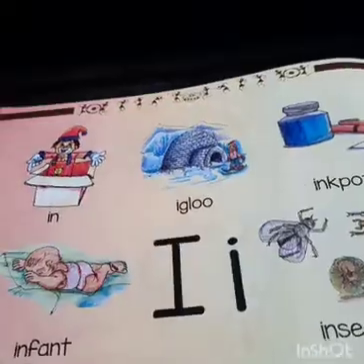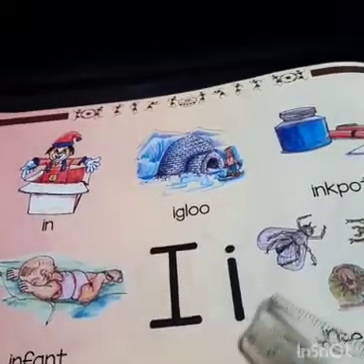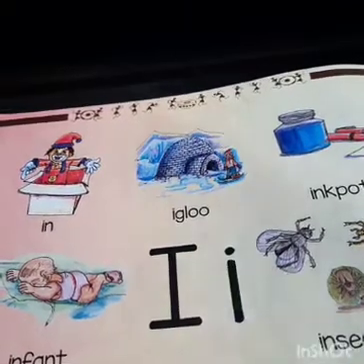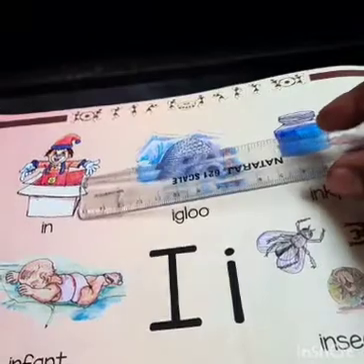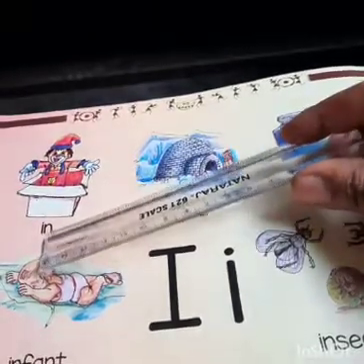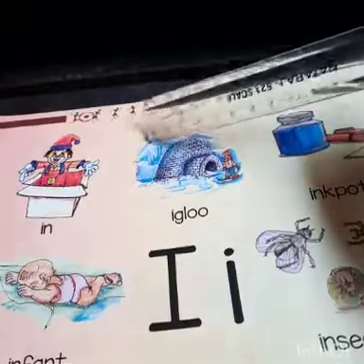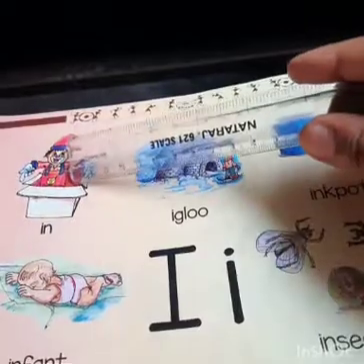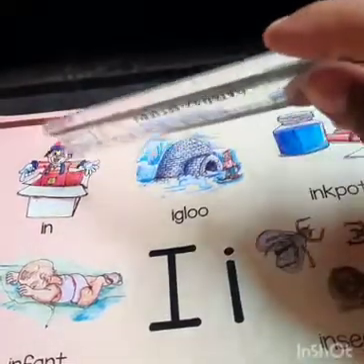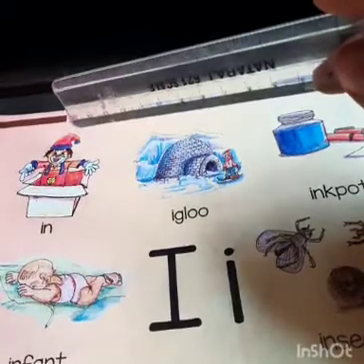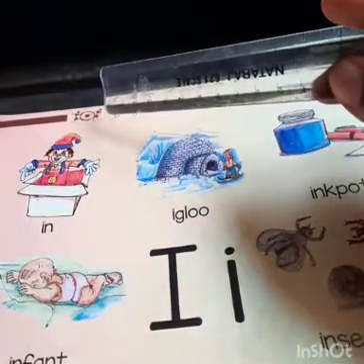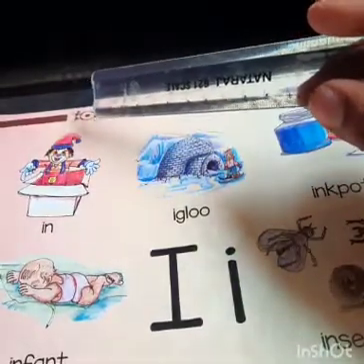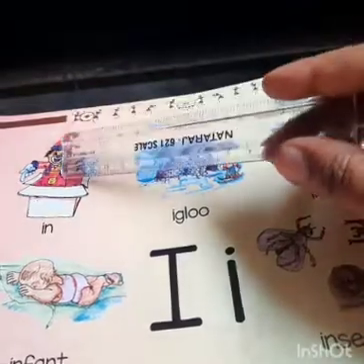Okay? Children, you can see a few pictures related to the letter I says E. So let's see what is this first picture. This is in. In means inside. See, this person is inside the box. So, it is in. If you are playing inside your house, that is in, or if you are playing outside, that will be out. That is in.